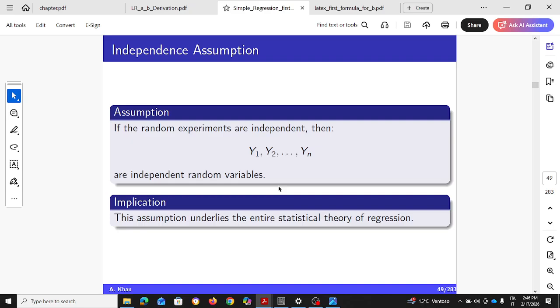So now, the first assumption for this kind of linear model is that those random variables and those random experiments are independent. So each supermarket in a different province is independent from another supermarket. They are independent random variables. So we take this assumption. This is our first assumption. The experiments are independent. Keep this in mind.